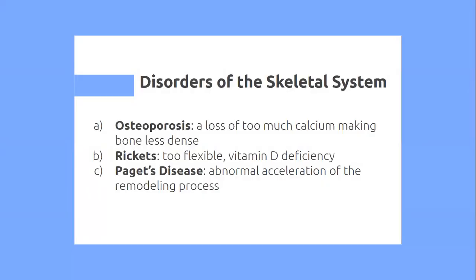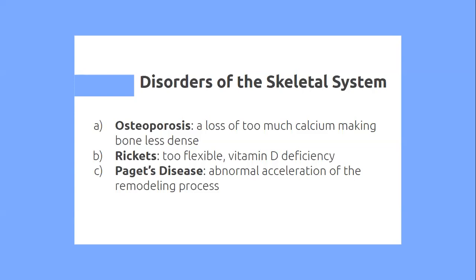And these are some disorders of the skeletal system. Osteoporosis is a loss of too much calcium, making the bone less dense. If there's no calcium, there's no calcification, so it makes the bone less dense and less firm. Then we have rickets, which means the bones are too flexible. They're more bendy in a way. This is due to a vitamin D deficiency. It can't be cured, but it can be treated.